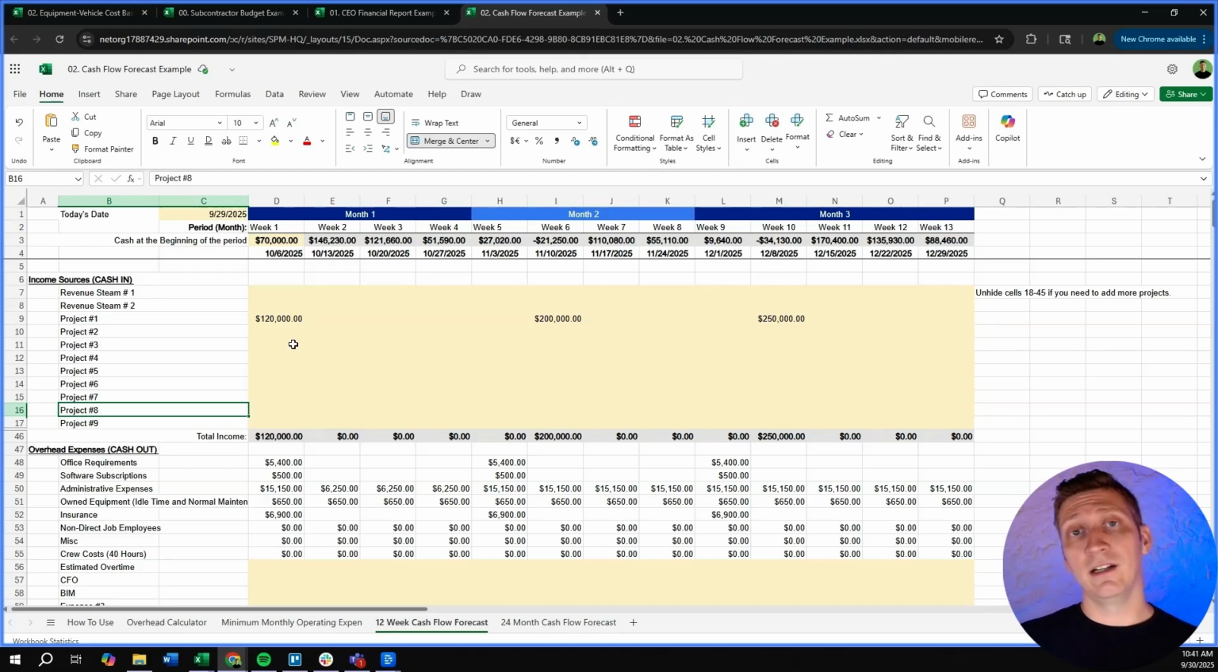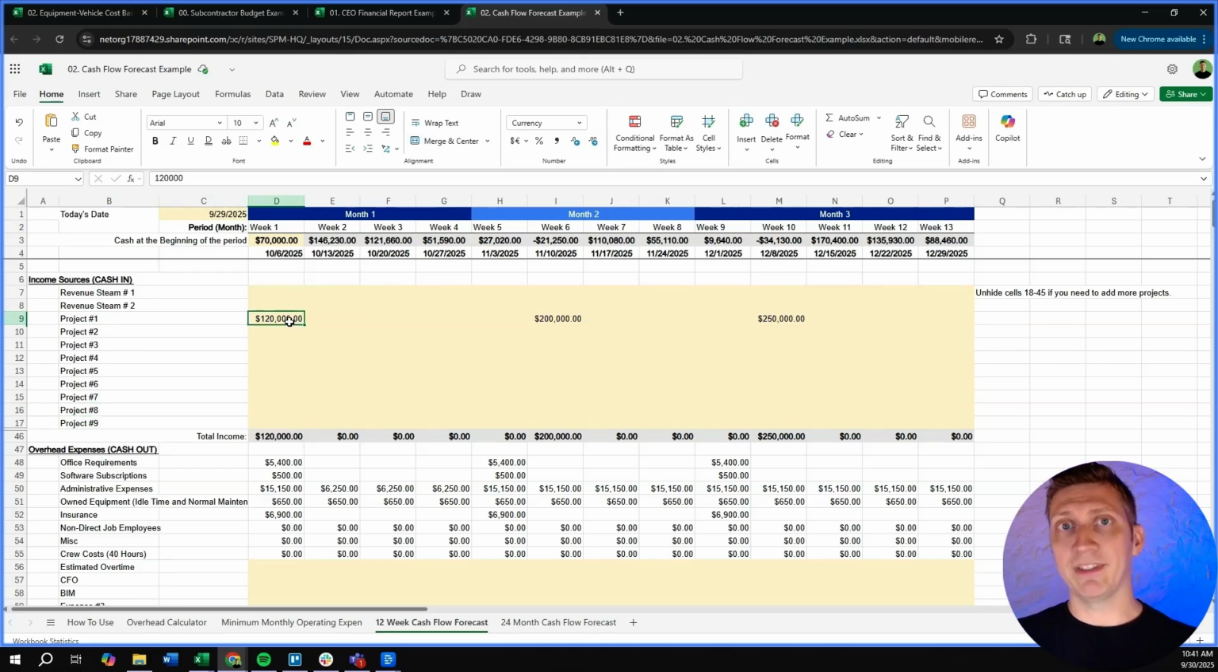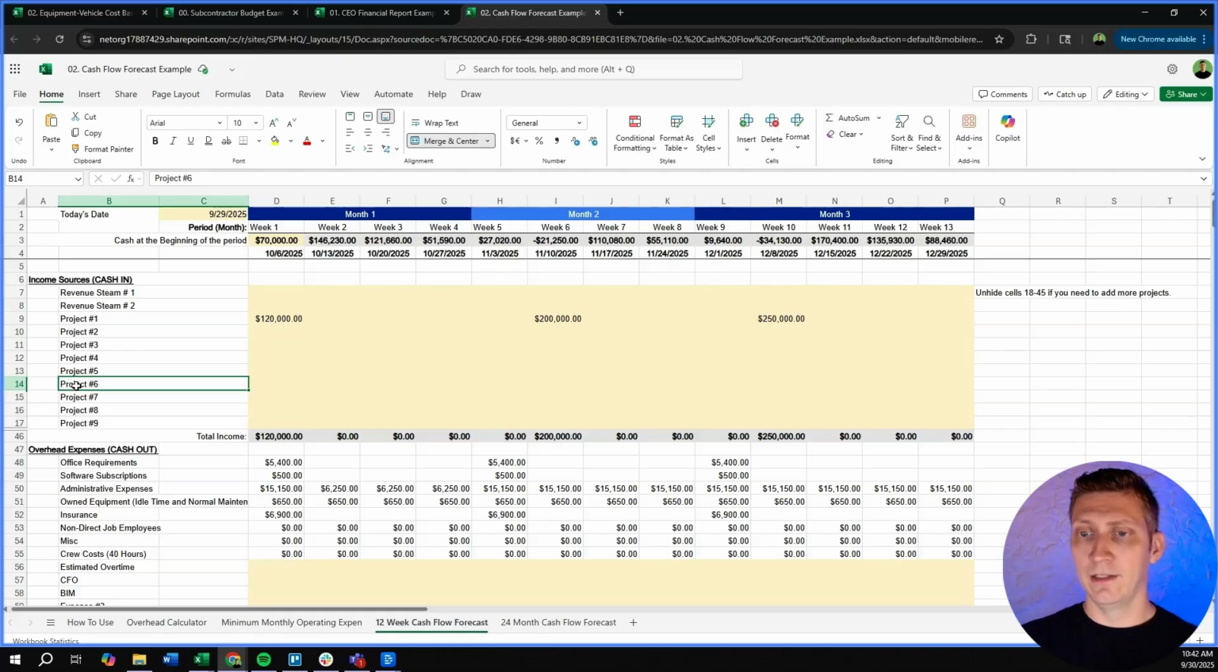Now keep in mind, this is not what you build. This is what you're going to collect. So if there's any retention taken out, you need to make a retention line item that subtracts out 10%. That way you're not anticipating collecting 10% more than you should be.